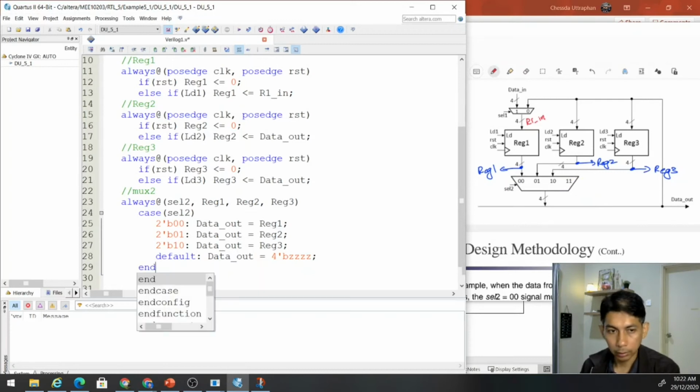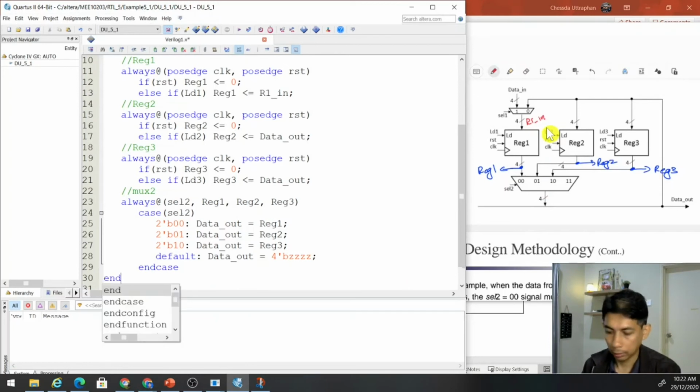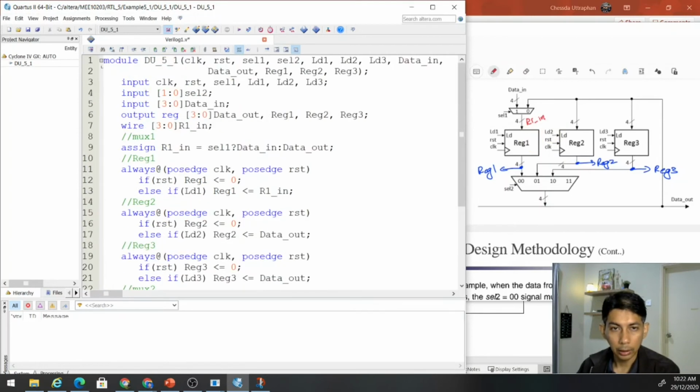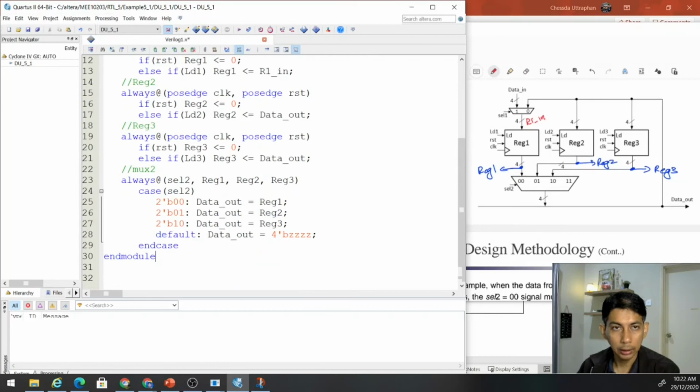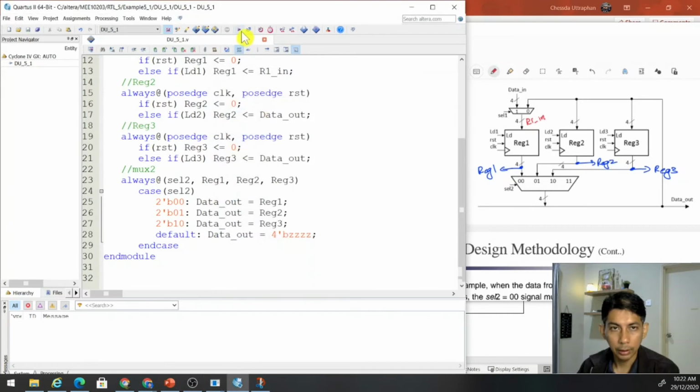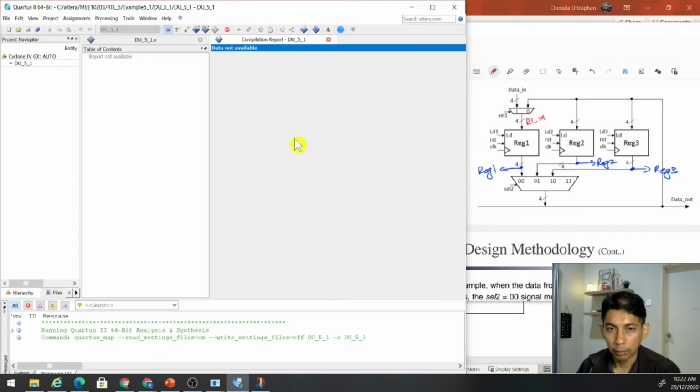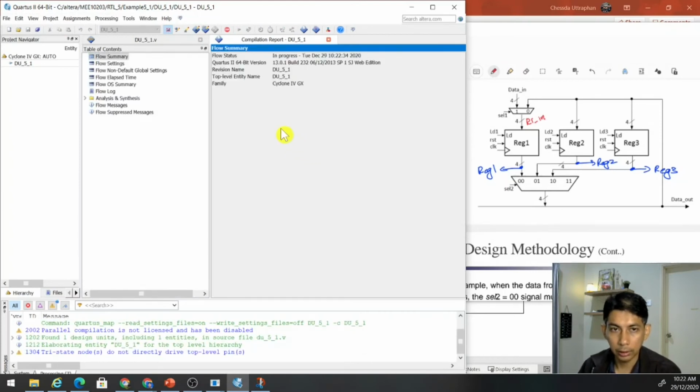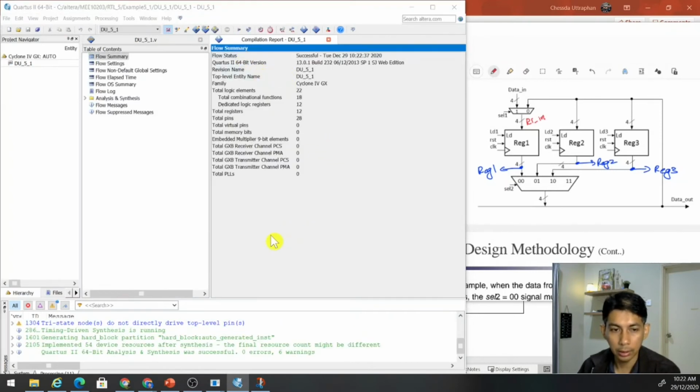All right, and case, anything else? No, we have done. All right, so this is the circuit, and we can save this here, and just try to run the synthesis and analysis.